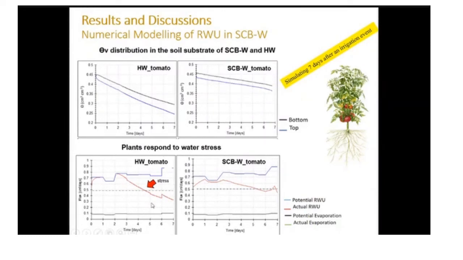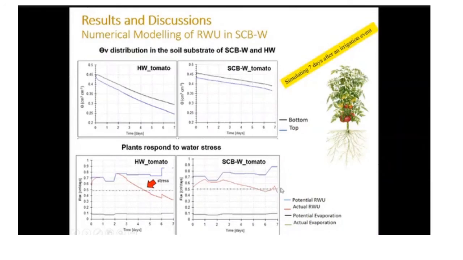We can see that the tomato in the control reached the stress after almost 4.5 days. It means that the moisture content in the soil dried very fast, and then it reached a stage where the plant started experiencing stress. Now, if you compare it to the smart soil, because the smart soil has the capillary barrier and stores the water, the moisture content is higher, and therefore the plant did not experience stress. Even after 5.5 days, it still did not go beyond 0.5.